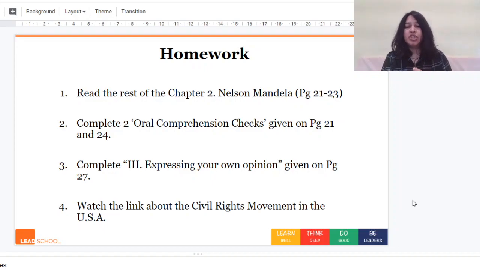And finally, watch a link that is given in the description box below about the civil rights movement in the USA. So apartheid was a system of discrimination that was in South Africa. Even in the US, there was a system called segregation, which the civil rights movement fought against. So seeing that link will help you connect a bit about the fight against racial segregation and discrimination.